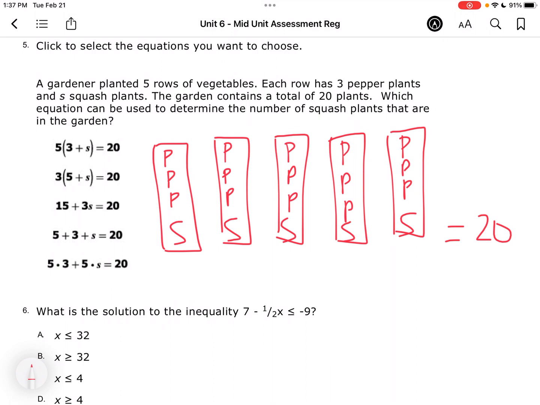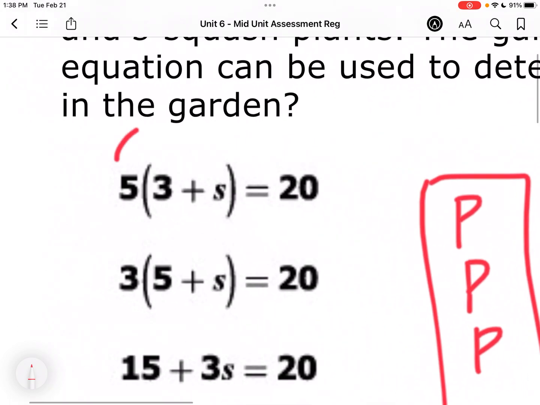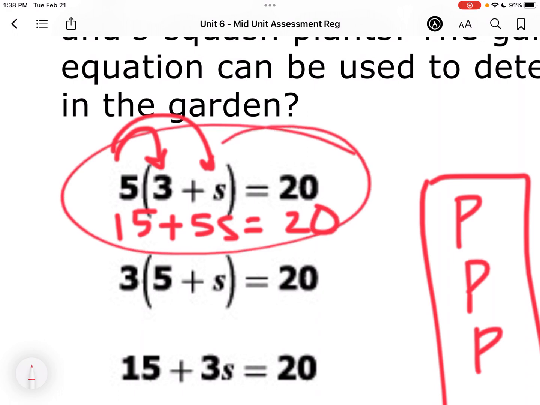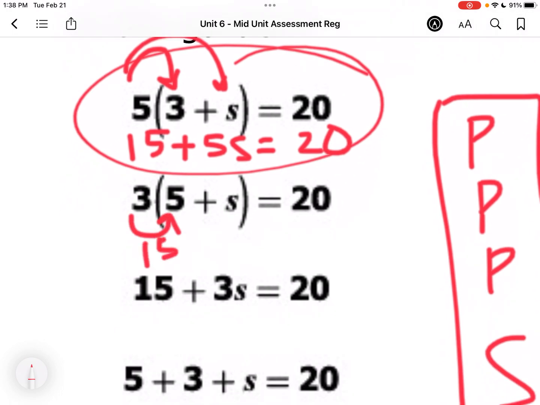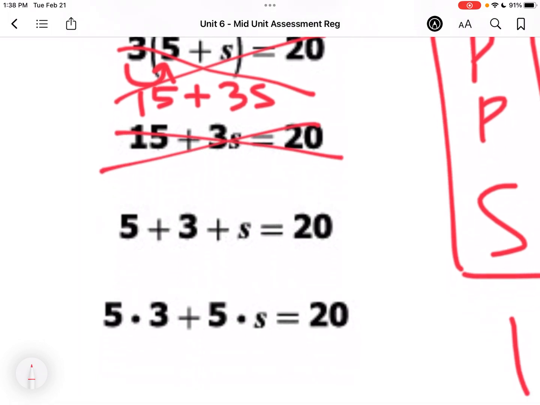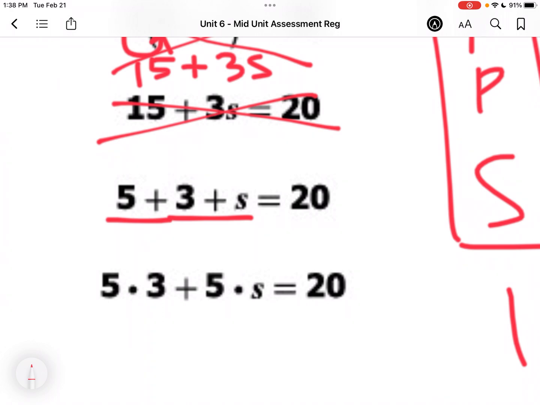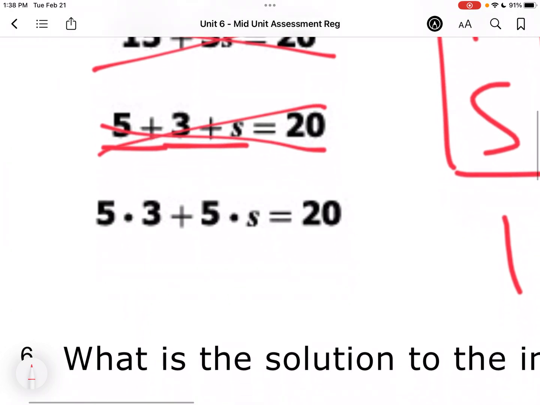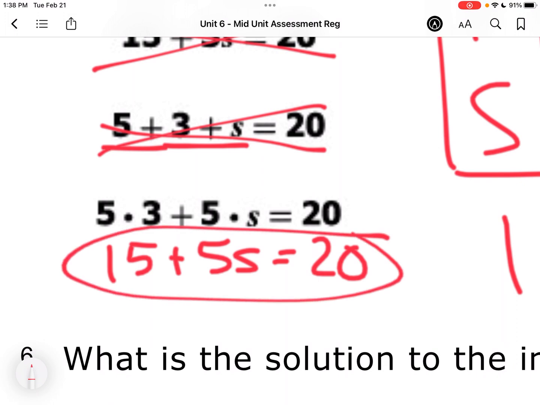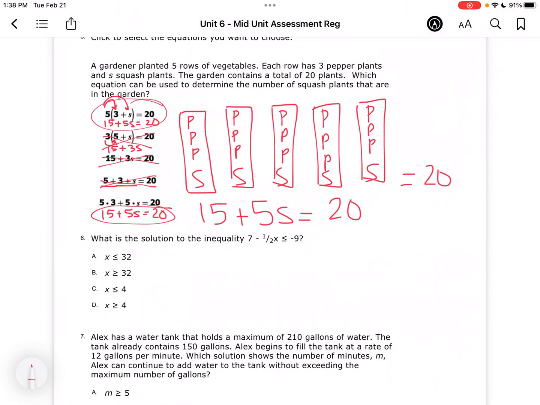Well, I know that I have 15 peppers, so I know that 15 plus 5s is going to give me 20, right? So if I distribute, 15 plus 5s equals 20. So this one was a correct answer. This one, while it gave me 15, it only gave me 3s. So the second one was out. 15 plus 3s, again, was out. This had all these addition symbols, and that one was incorrect. 5 times 3 is 15. 5 times s is 5s equals 20. And again, that was correct. So there were two correct answers, the top and the bottom.